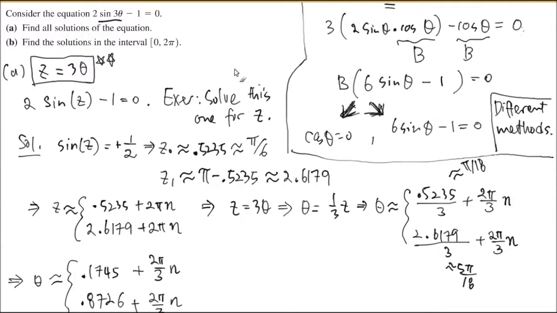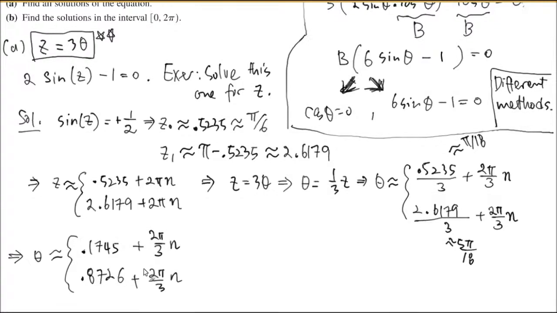Yeah. 2 times sine of 3 theta minus 1 equals 0. The entire collection of theta that satisfy this equation must fall into this shape or that shape, where n varies over all integers, 0, plus minus 1, plus minus 2, and all that. This is a full description of the solution. Make sense?